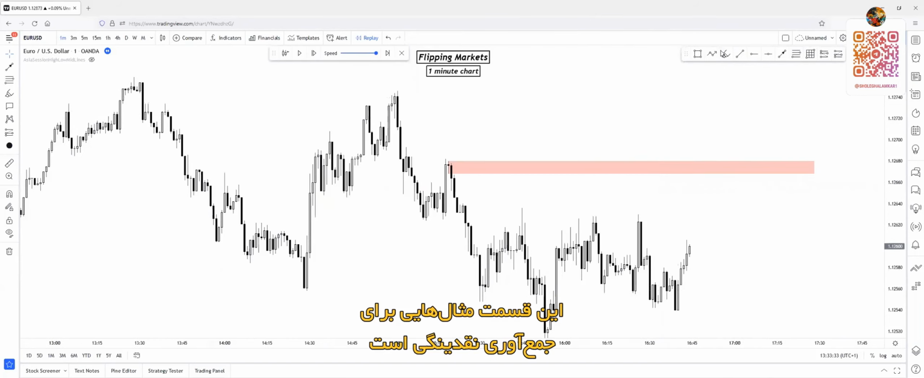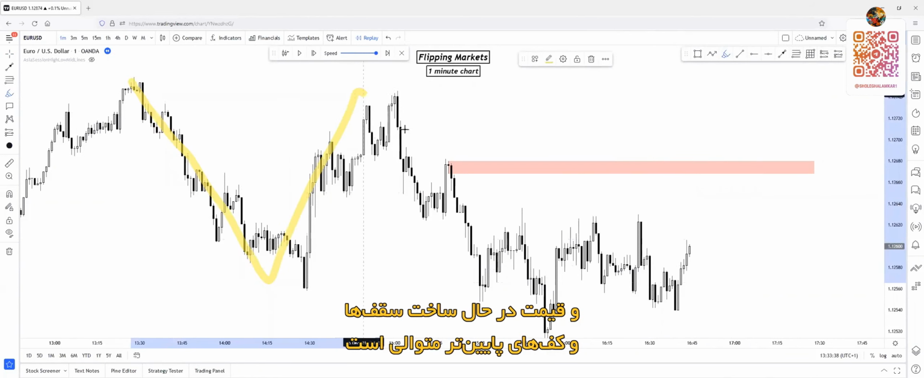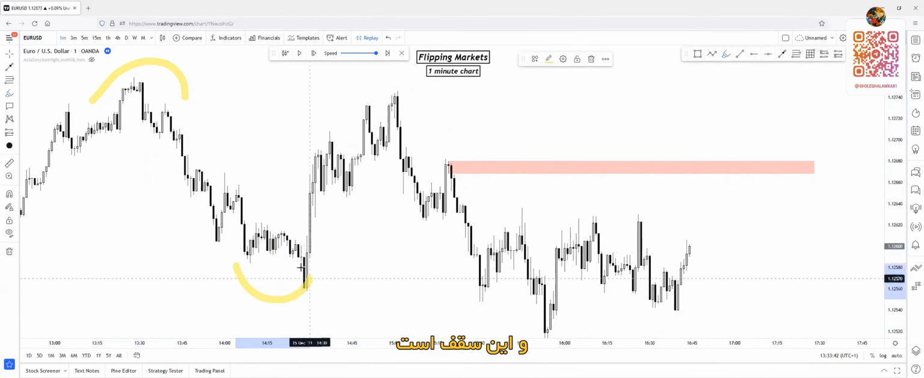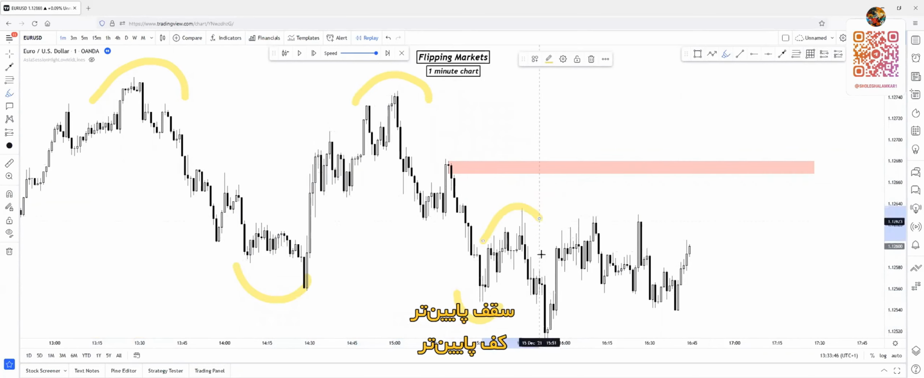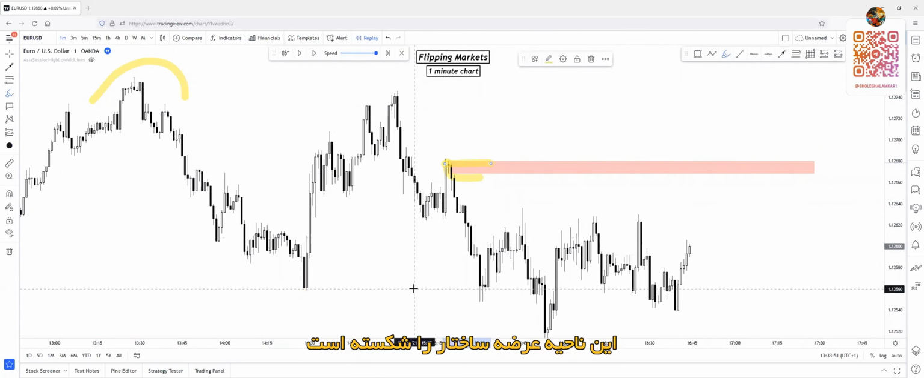So hello guys, let's see some examples for the liquidity sweeps. As you can see, price was moving in a downtrend here, creating a series of higher highs and lower lows and lower highs. So here's our high point, here's a low point, high, lower low, lower high, lower low. And this supply zone caused the last breakout structure.